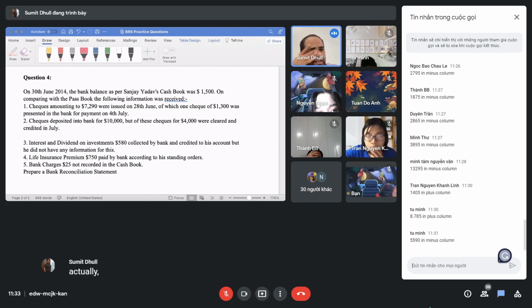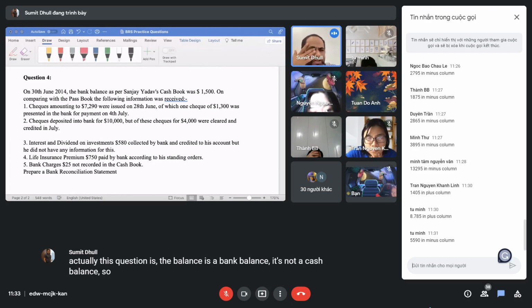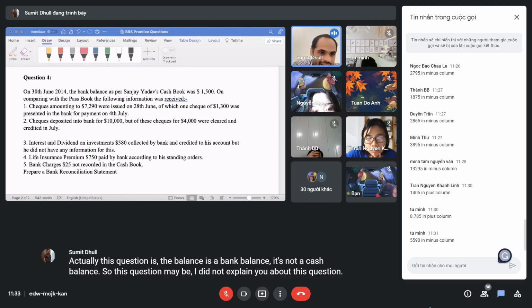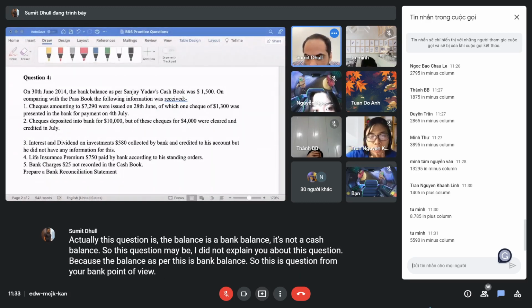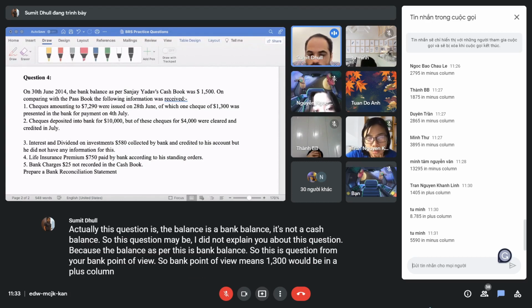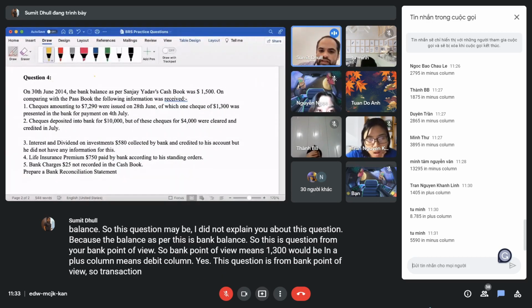Actually, this question's balance is a bank balance. It's not a cash balance. Maybe I did not explain this question to you, because the balance as per this is the bank balance. So this question is from your bank's point of view. So bank point of view means 1,300 would be in the plus column, meaning the debit column. Yes, this question is from the bank's point of view. So the transactions will be opposite, because the balance as per bank is a bank balance, right?